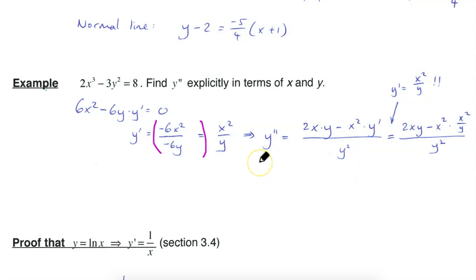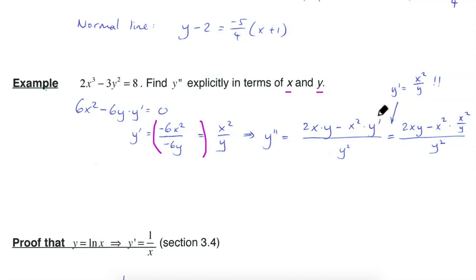Excellent. We're done. Well, not quite. If you notice, someone has been trying to sneak into the party, but they were not invited. Can you see where? Yes, indeed, y prime. We wanted to find y double prime explicitly in terms of x and y. We don't want anybody else. And here's y prime, so we need to solve that little problem.